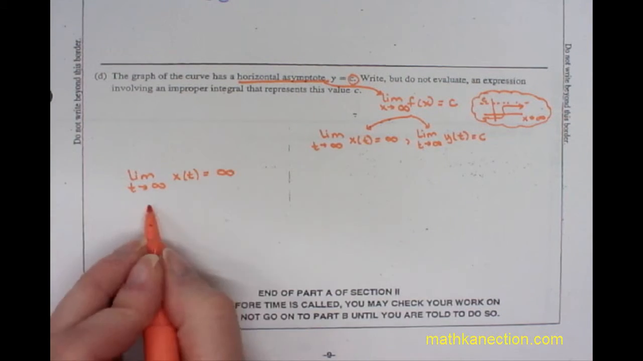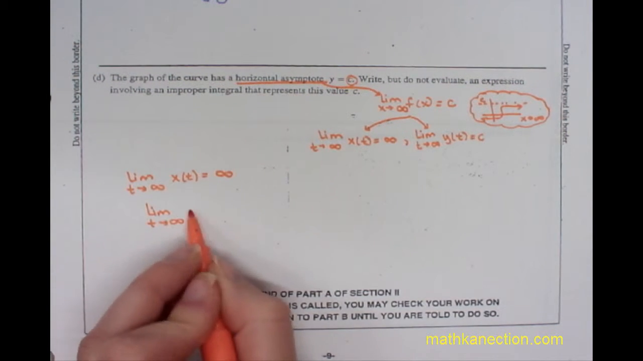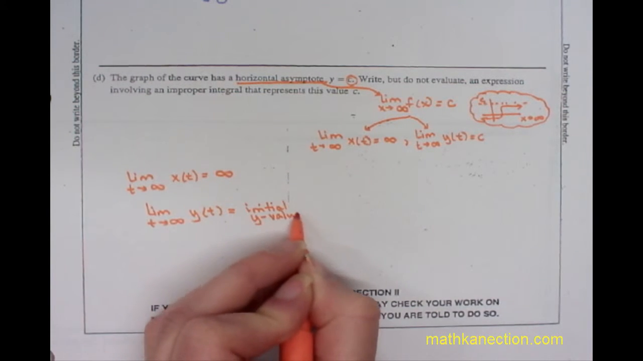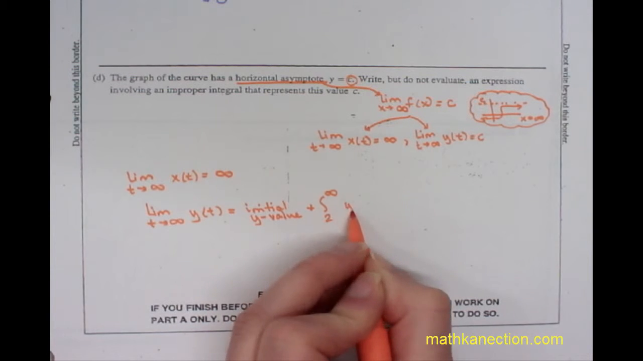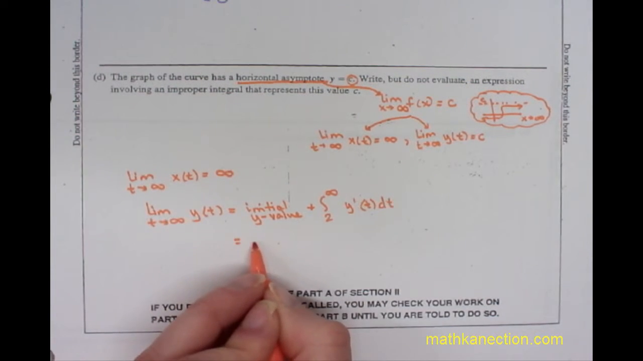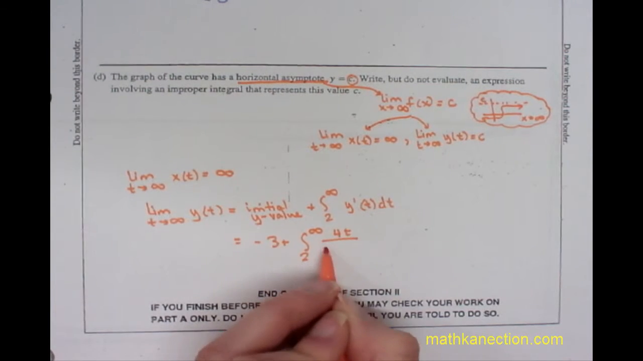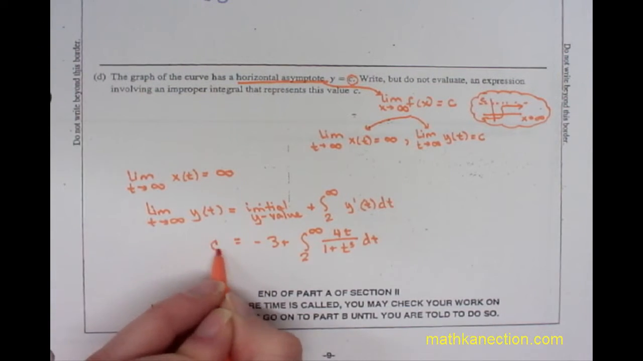Then the limit as t goes to infinity of y of t is just going to be the initial y value, plus the integral starting at 2, because that was our initial time, to infinity of y prime of t. The initial y value was negative 3. Then plus the integral from 2 to infinity of y prime of t dt, and that's equal to the value of c.